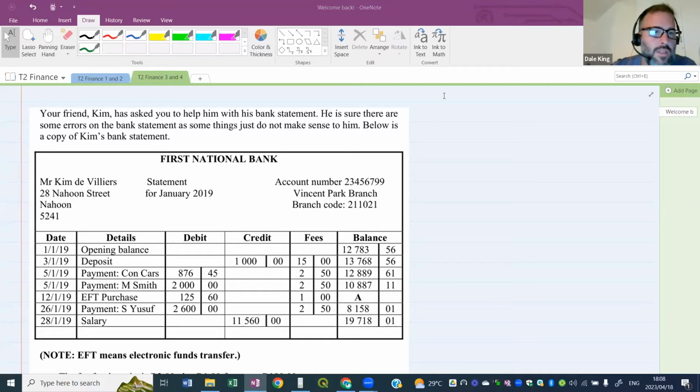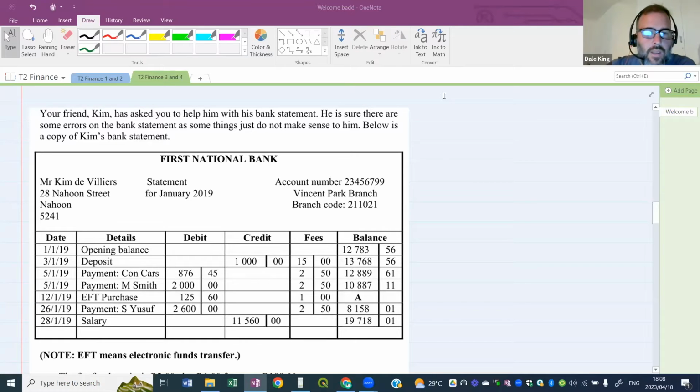So it says Mr. Kim de Villiers there at the top, and he's got his address there. Statement for January 2019. So it's a one month statement for one month of transactions. We've got his account number. Guys, it's not a real account number, so these are fake. So it's Vincent Park branch code. That's all the bank information there. Okay, let's have a look.